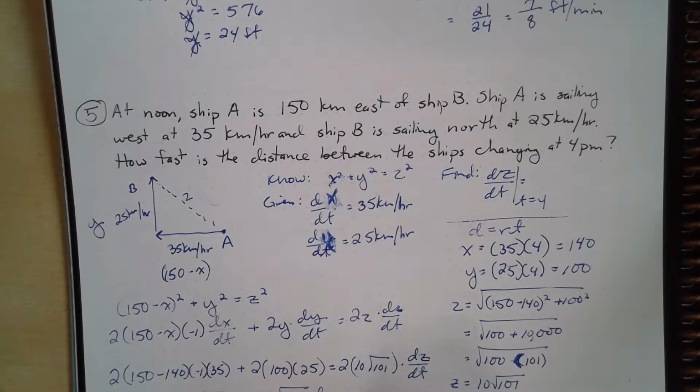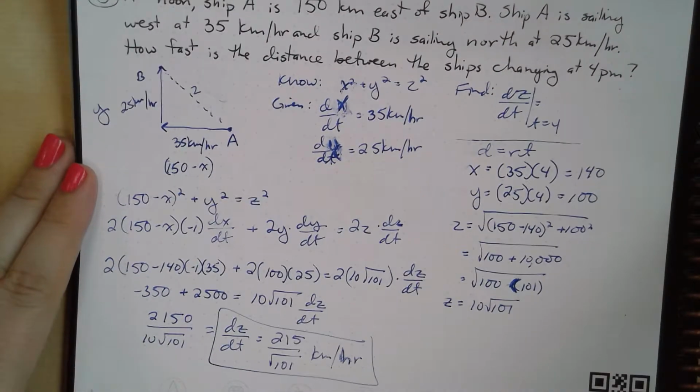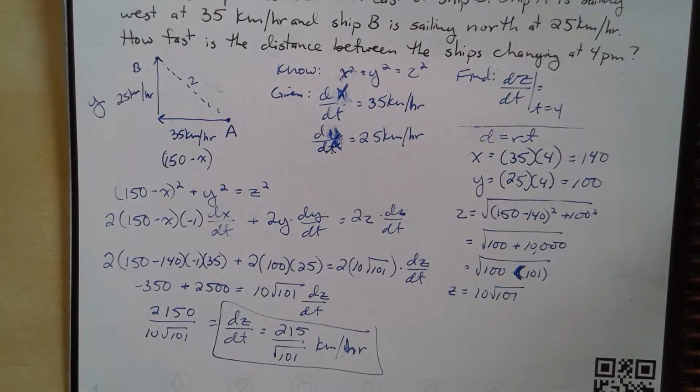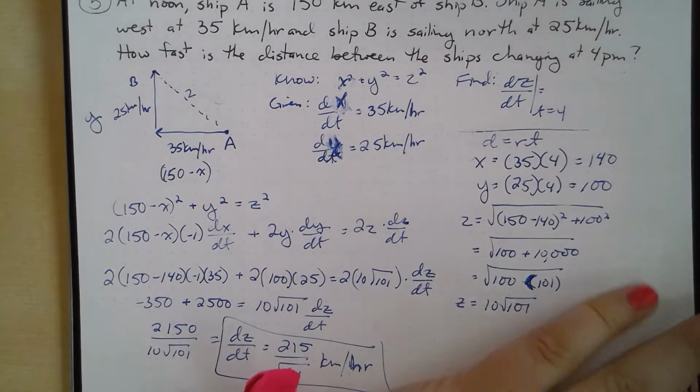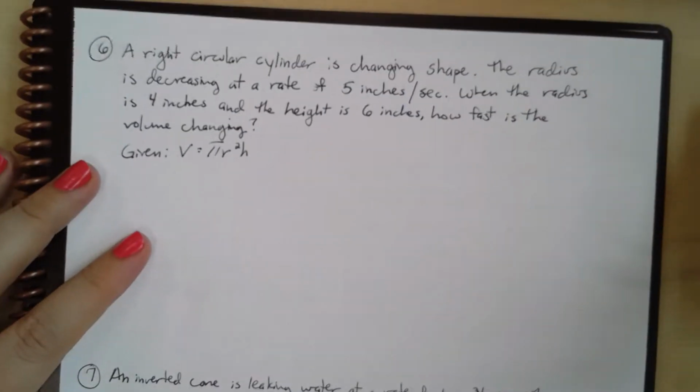I wrote per meter, but that's not correct. Per hour. That's our change in z with respect to t. All right. A little more complicated, but we've got two more that we're going to work through and kind of solve those.